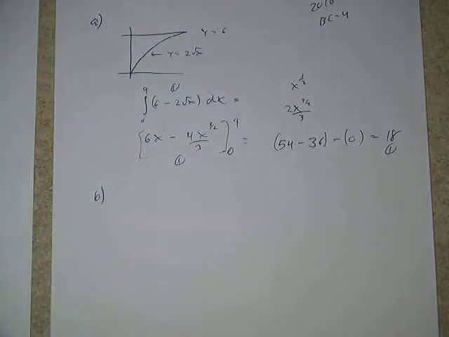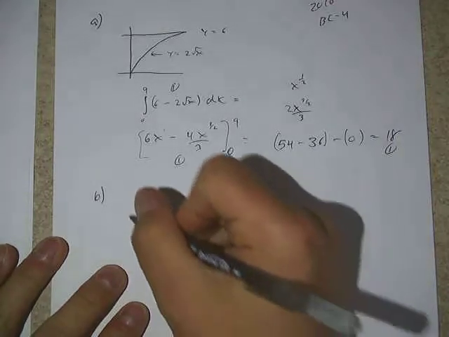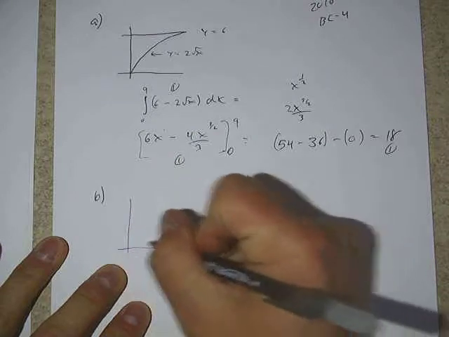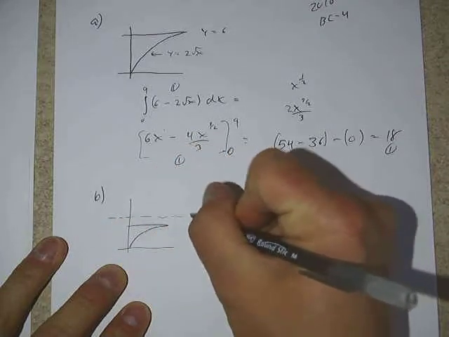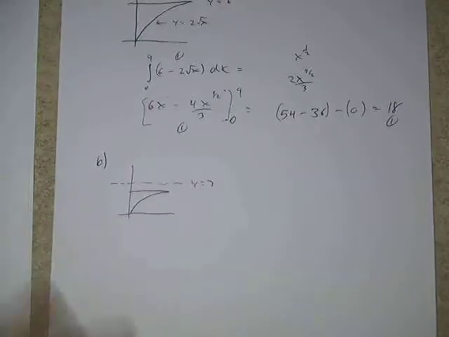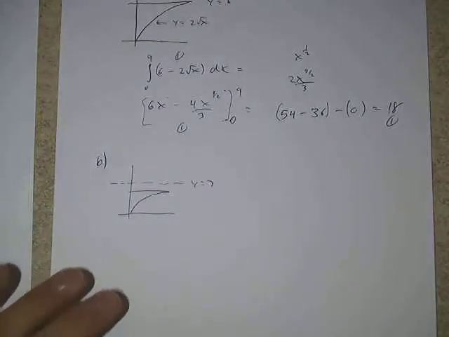Alright, then part B, the question is write but do not evaluate an integral expression that gives the volume of the solid generated when R is rotated about the horizontal line y equals 7. So ultimately, again, same picture. If we have y equals 6 here, and we rotate that over the horizontal line y equals 7.